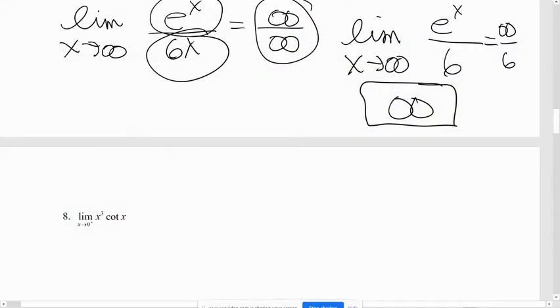Okay, we're going to continue with the 5.6 day one notes with number 8, which is the limit as x approaches 0 from the right of x cubed times cotangent of x. So the first thing we want to do is plug in 0. So I'd have 0 times the cotangent of 0.